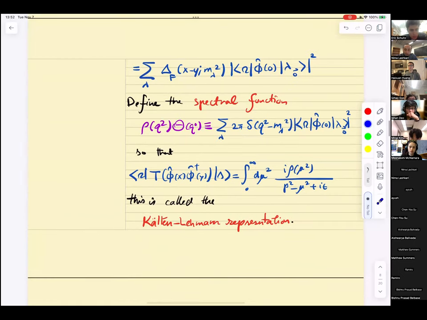What does this look like if the theory is free and the particle has mass m squared? You have to put the spectral function to be the delta function of mu squared minus m squared, right? Oh, I'm sorry, I already Fourier transformed. My bad. Yeah, I Fourier transformed this. So what is this two-point function? In the case of free field theory, it is just i over p squared minus m squared plus i epsilon, no integral.